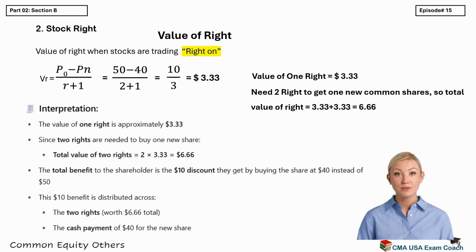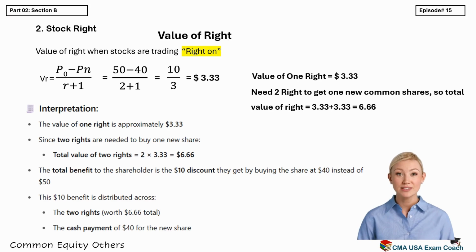In summary, the value of 1 right is $3.33. The value of 2 rights, which are required to buy 1 share, is $6.66. And the total benefit of the transaction is $10, which is the difference between the market price and the subscription price. This is a key insight in rights valuation and will help you fully understand how rights create value for existing shareholders.